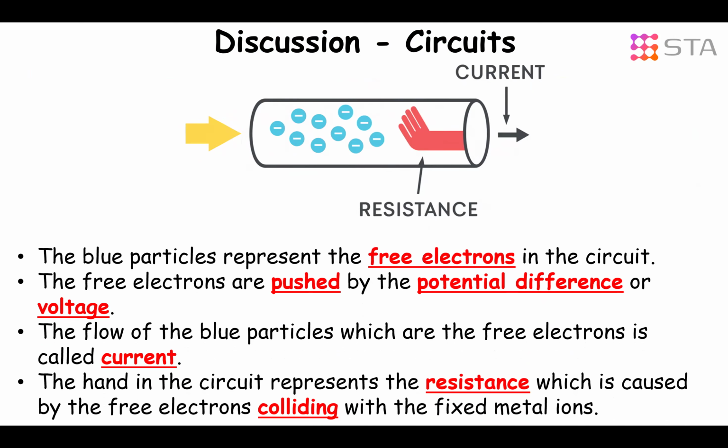And the hand in the circuit represents the resistance, which is caused by the free electrons colliding with the fixed metal ions. So we've discussed all of that. There's nothing new there. Okay, but the resistance is trying to slow down the flow of the electrons, and that's because they are colliding with the fixed metal ions. Okay, please pause and write down any notes that you think you wish to write down. Otherwise, we will move on.